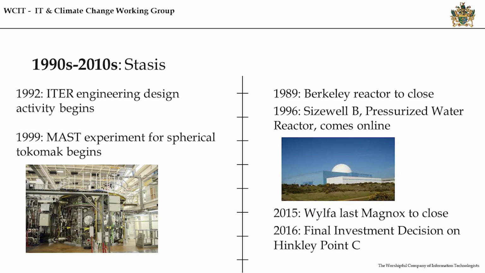Also during this time, our reactors start to close. So the Magnox reactors are closing. By 2015, the last Magnox reactor closed. The AGR reactors have started to close now. We've had some in 2021, some in 2022 close. And the rest of the fleet, I think there's 4 operating reactors left. They're due to close in the next 5 years.